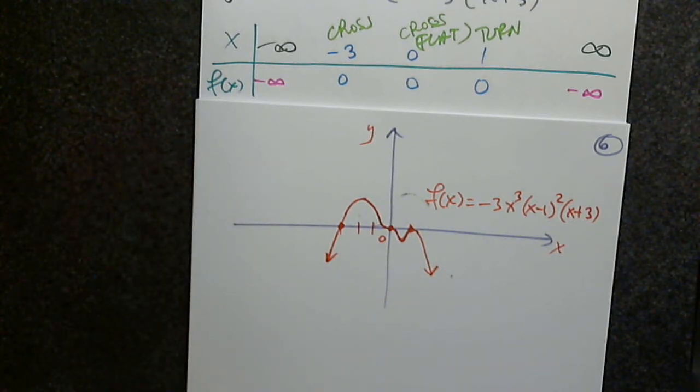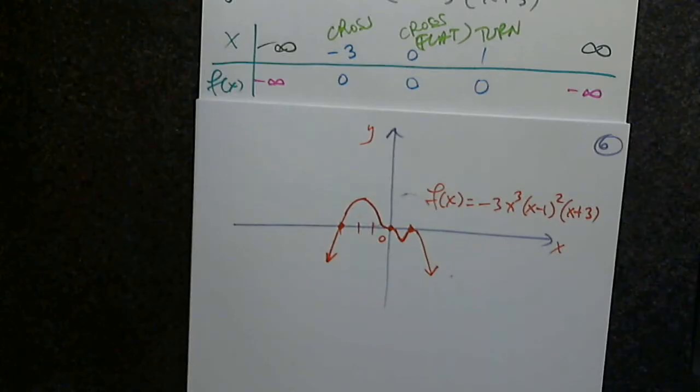So let's put this in the graphing calculator and see what we get. In y equals, clear, and we have negative 3 x cubed, in parentheses x minus 1 squared, and in parentheses x plus 3.